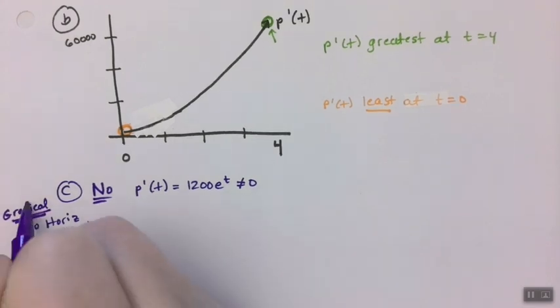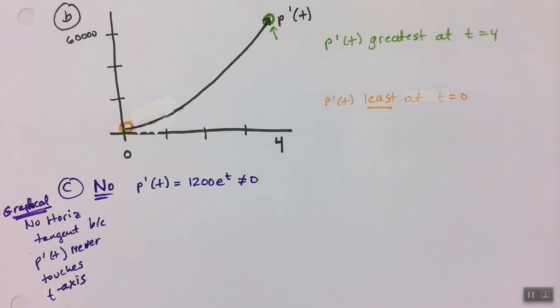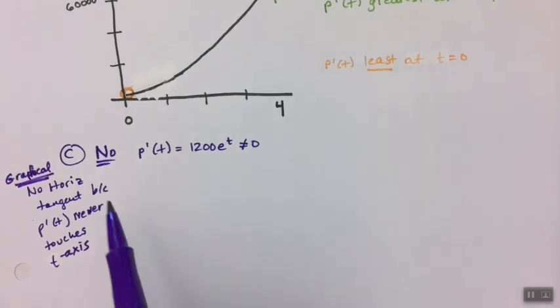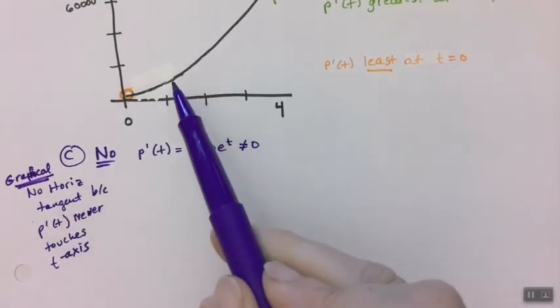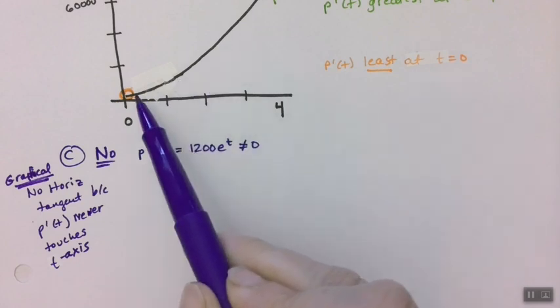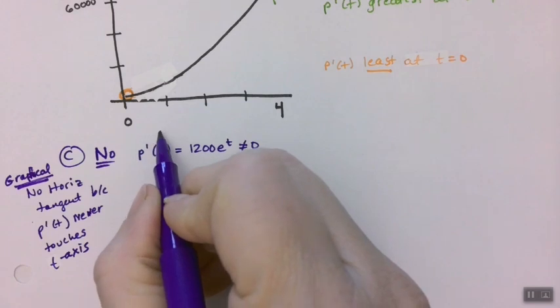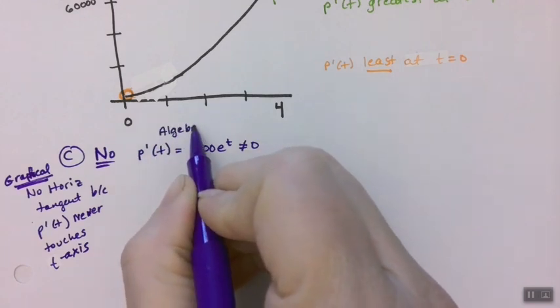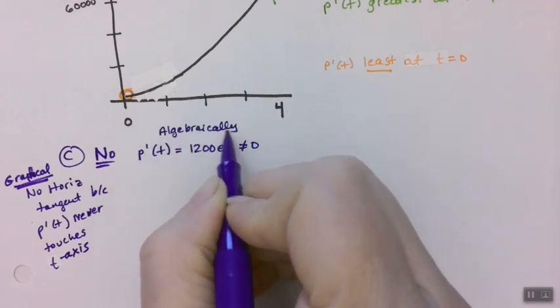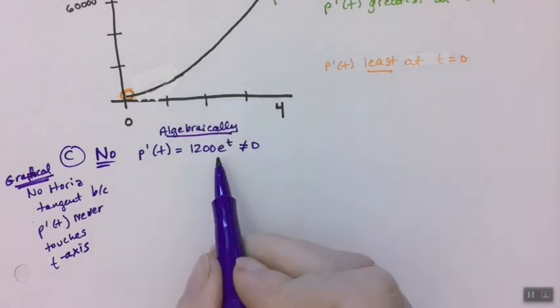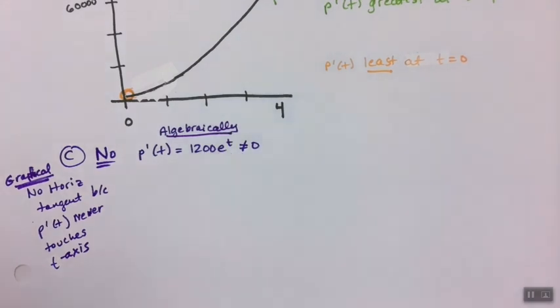Oop, graphical. Lost my H in there. So graphical. So the horizontal, it never touches. So p prime of t never touches the t-axis, so we never have a 0. Now algebraically, you can see it right here. If you try to solve this, you won't have a solution.